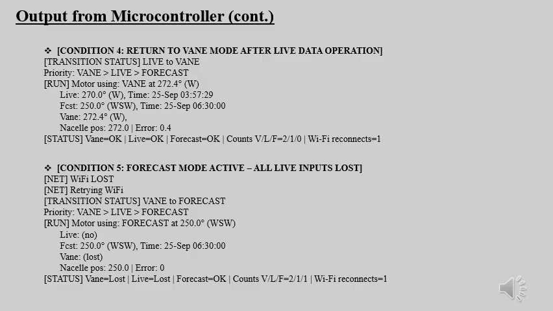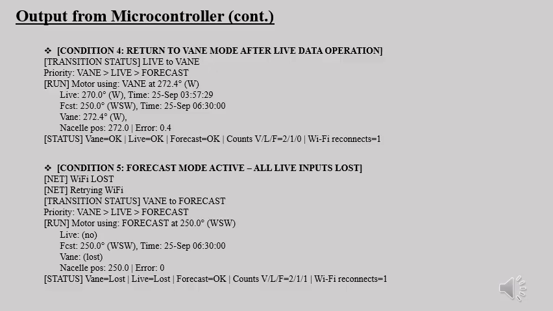Continuing with the microcontroller output, this slide shows two additional operation conditions that demonstrate how the system intelligently switches between different data sources. In condition 4, that means return to the vane mode after live data operation. In this condition, the live API data was active earlier, but now the vane has come back online. Since the vane has the highest priority, the controller immediately switches back from live mode to vane mode.